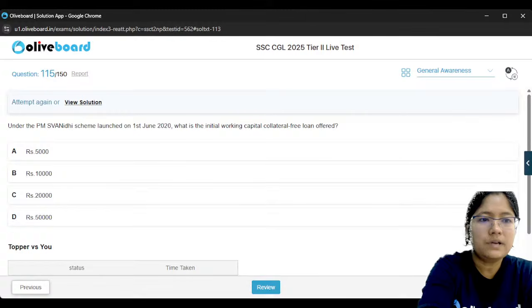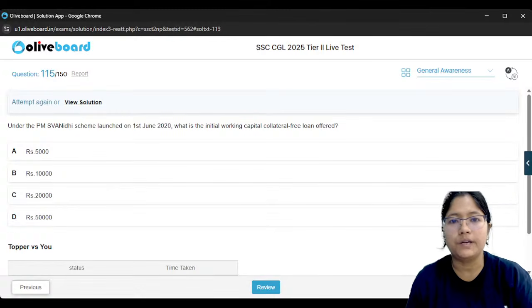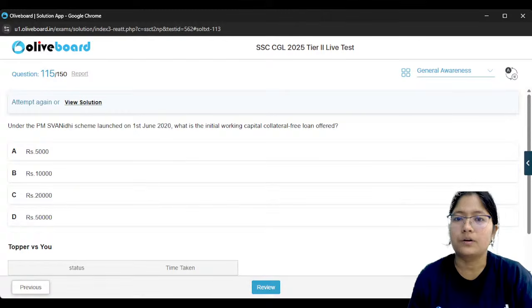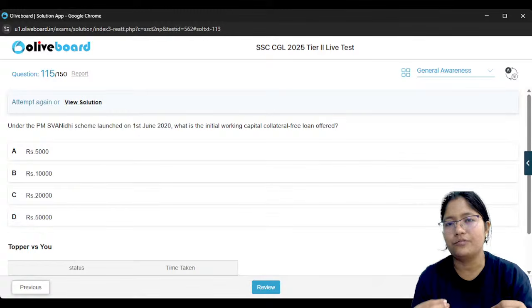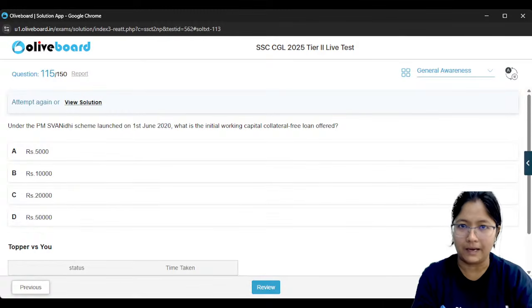Coming to the next question, under the PM SVANidhi scheme launched on 1st June 2020, what is the initial working capital that is received as a loan which is offered? And it is a collateral free loan, that is you do not have to keep anything as collateral with the bank, right?